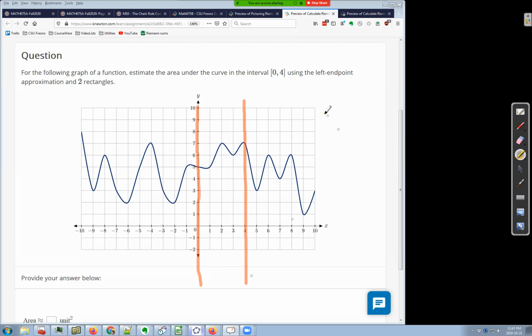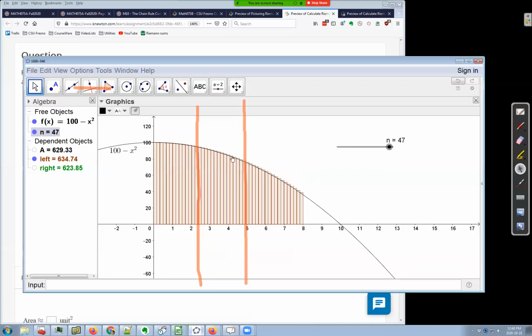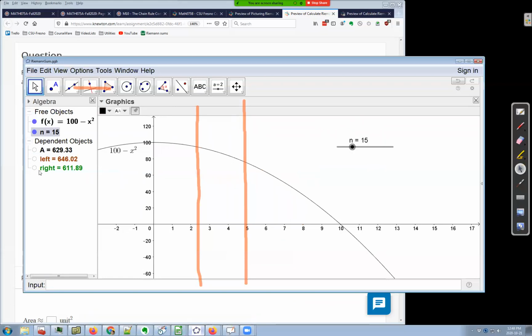And then let's see, it says to use 2 rectangles. So that's another good point. I didn't make a big deal out of this when we were using GeoGebra. But notice that when we use GeoGebra, the rectangles all had the same width. When we did the example, the rectangles all had width 2. And so that's a convention that we always use.